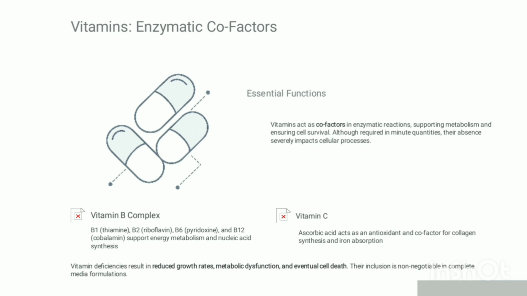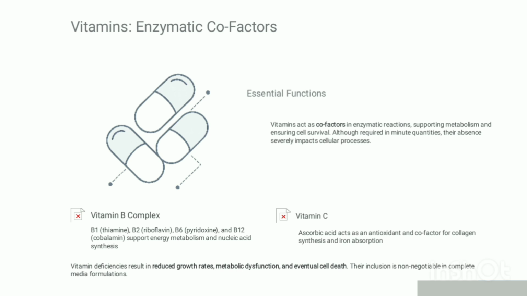Core function: they primarily act as cofactors, helper molecules in enzymatic reactions. These reactions are vital for maintaining cellular metabolism and ensuring overall cell survival. Requirement: while only needed in minute quantities, their presence is non-negotiable for complete media formulations. Key vitamin groups highlighted: vitamin B complex includes B1 thiamine, B2 riboflavin, B6 pyridoxine, and B12 cobalamin.